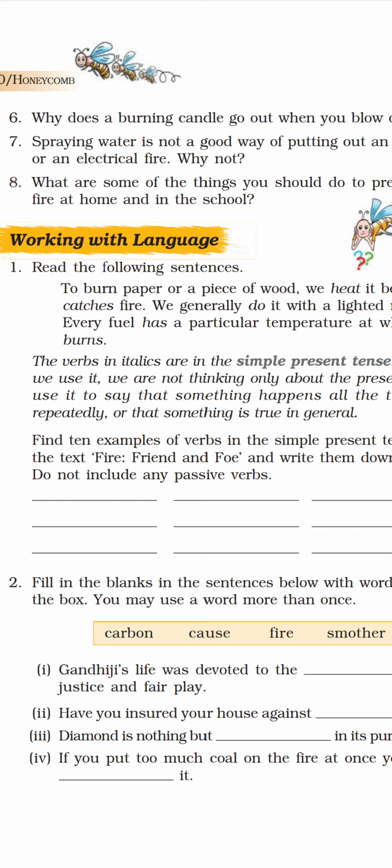The last question is, what are some of the things that you should do to prevent a fire at home and in the school? In order to prevent a fire at home and in the school, the following things can be done. The first one is electrical appliances must be kept far from flammable things like furniture, etc. And you can turn off the gas supply of the stove after use. If you can add some more points, you can add them here.